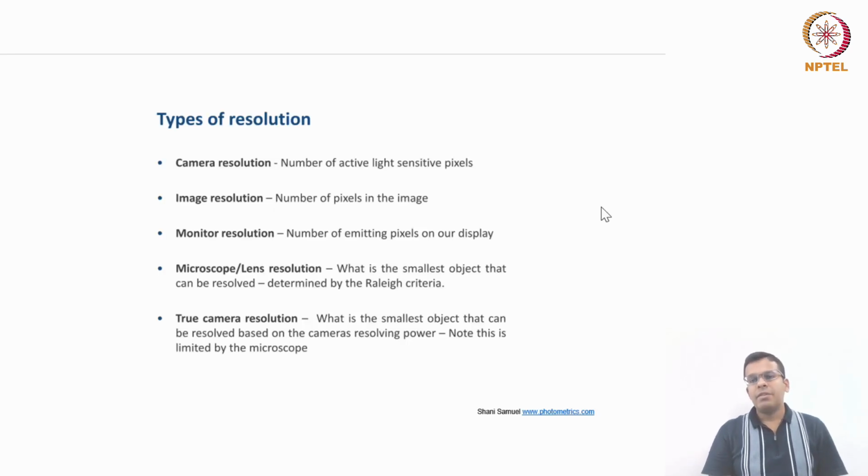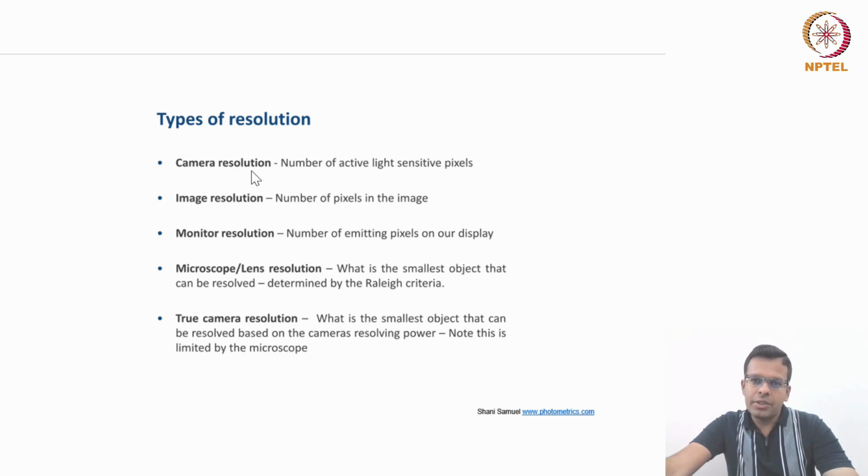So there are several types of resolution. Okay, we already discussed the microscope resolution, right? But there are camera resolution, image resolution, monitor resolution, microscope or the lens resolution, and the true camera resolution. So what are the differences?